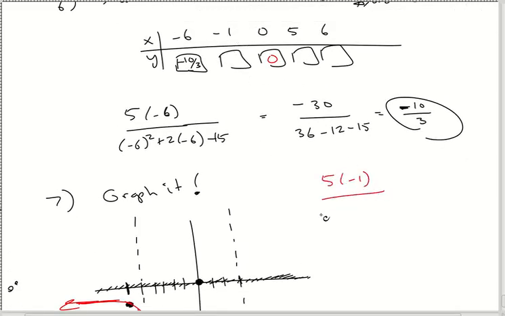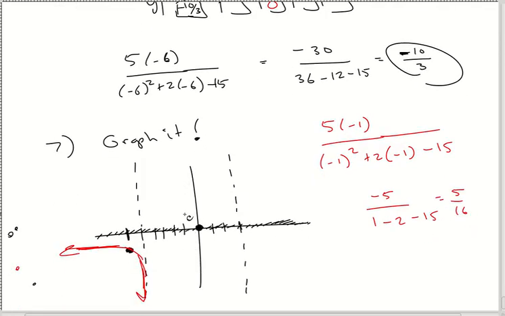Again, I'm tempted to go to my calculator, but we're training ourselves to not do that. And so I got a negative 5. I got a 1 minus 2 minus the 15. This we could do in the calculator, because this is just basic stuff, 1 minus 2 minus 15. And I got 5 over 16. Notice that it's positive, so I got a positive right around here. That's pretty good.